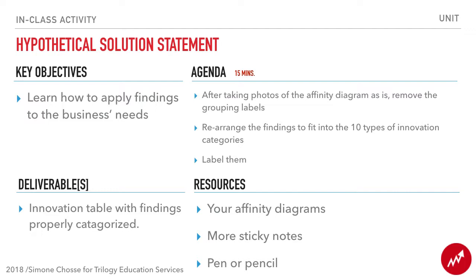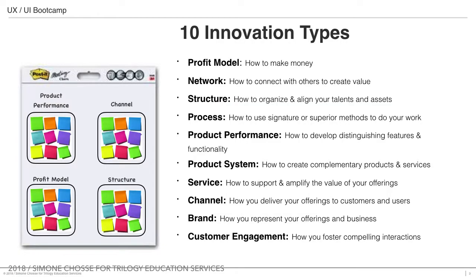And I want you to rearrange the findings from your affinity diagram into the 10 types of innovation categories that we spoke about earlier. And I'll go over them again, and we're going to label them. Okay, so it should look something like this.